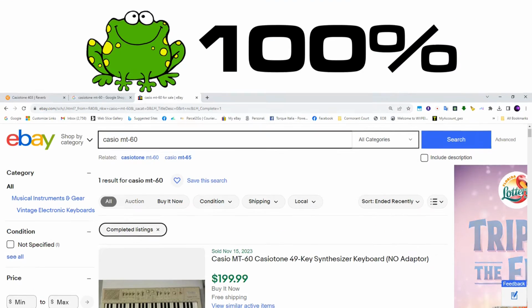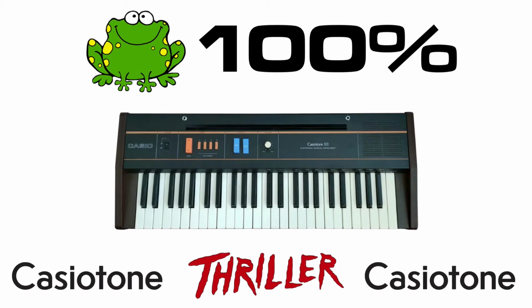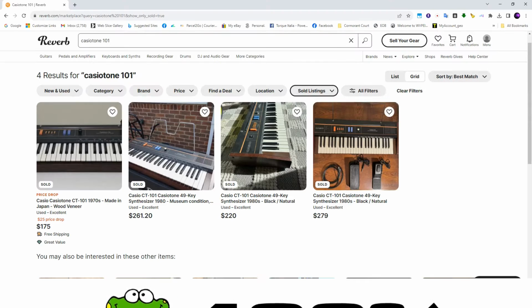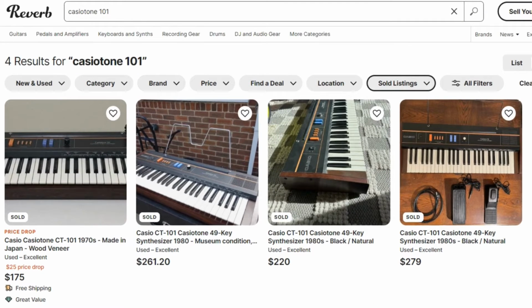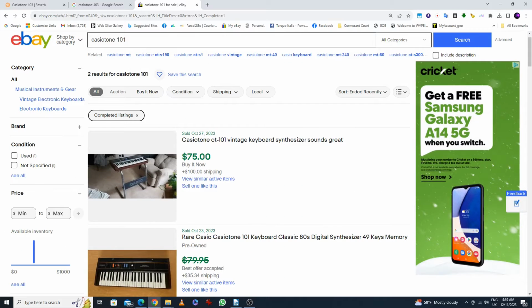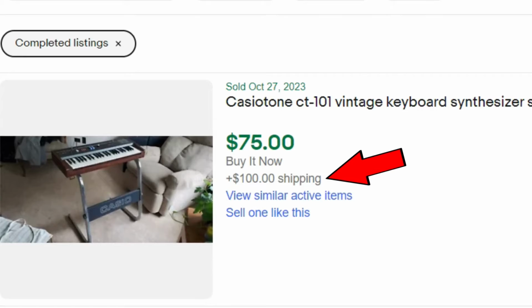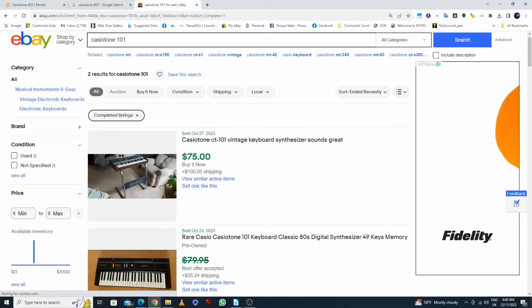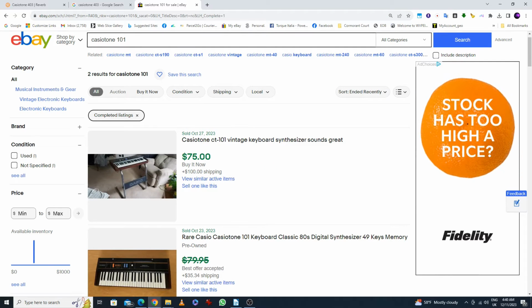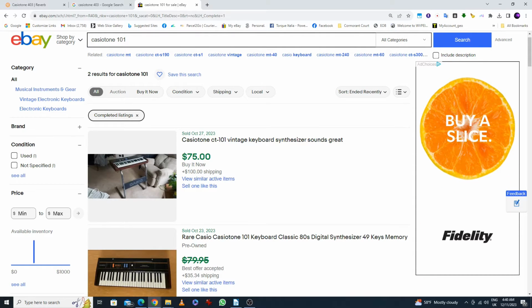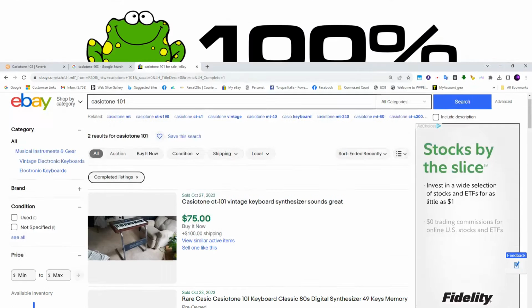Let's try a 101 that will give you the exact same 25 tones, but no rhythms or accompaniment. On Reverb, full sold listings came up, with prices ranging from $175 to $279, and on eBay only 2 listings came up, around $75 to $80, though one had shipping costs of $100 on top of that. Interesting that Reverb prices are almost in the same range as the MT60 that comes with more features, but it does look like eBay might get you a better deal on a 101.